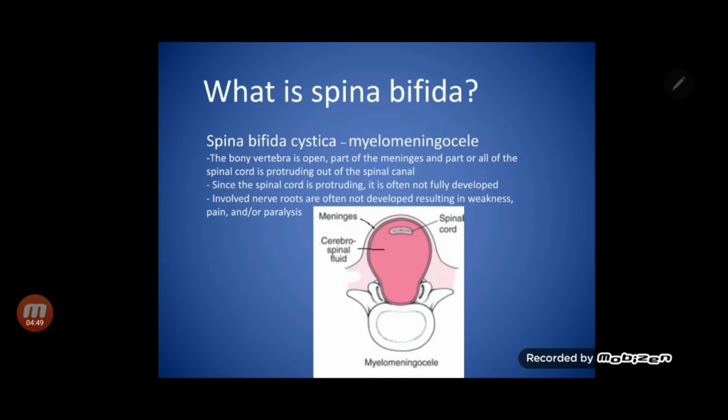Here the bony vertebra is open and part of the meninges and part or all of the spinal cord is protruding out of the spinal canal. And since the spinal cord is protruding, it's often not fully developed. The involved nerve roots as well are often not developed well, resulting in weakness, pain, and paralysis.